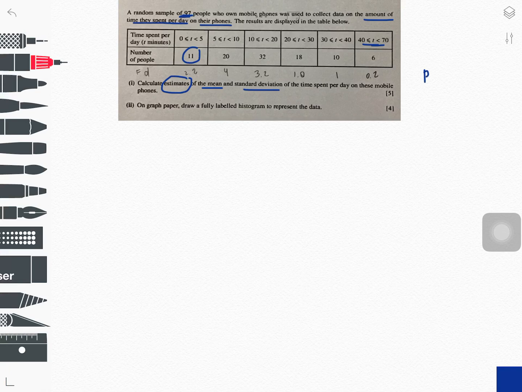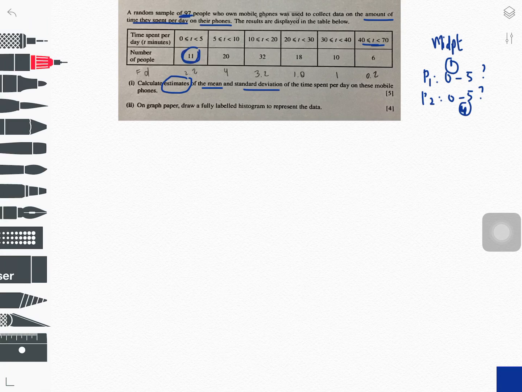So the first person, let's say 0 to 5. Second person 0 to 5. Do I know the exact value of the first person, second person? Don't know. So since we don't know, maybe the answer could be 1 here, maybe the answer here could be 4, right? We don't want to do this guessing game. We want a standard basis for this. We always go and find the midpoint to represent every person in the group.